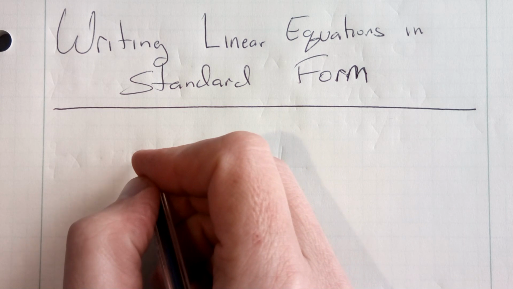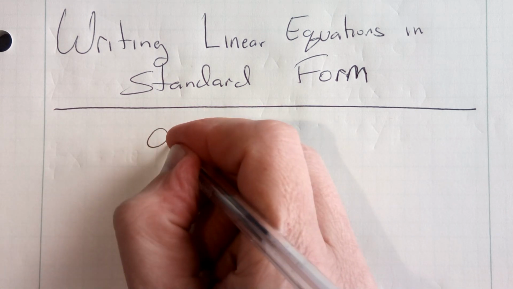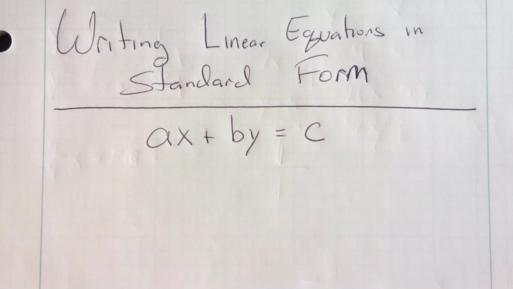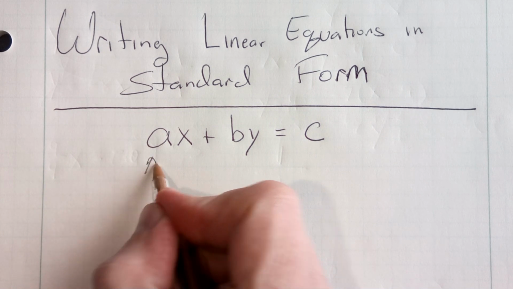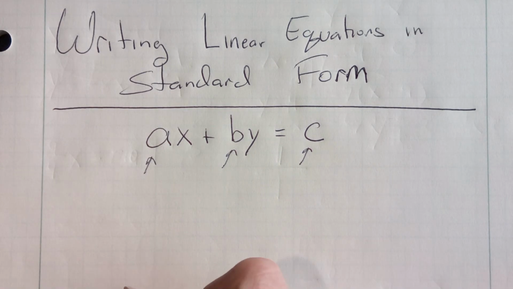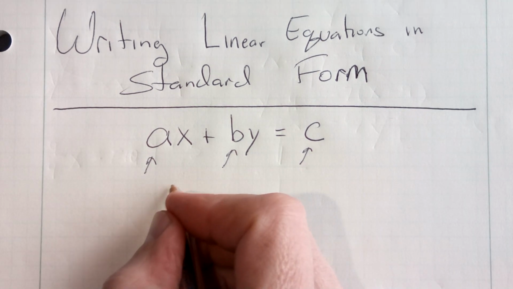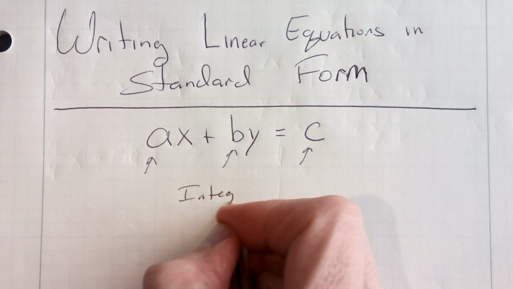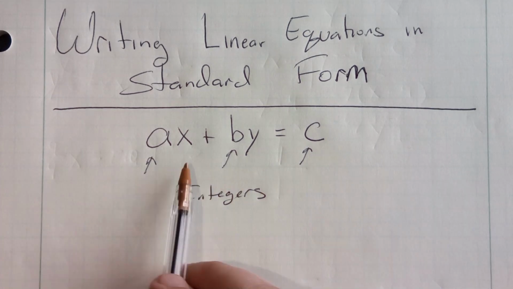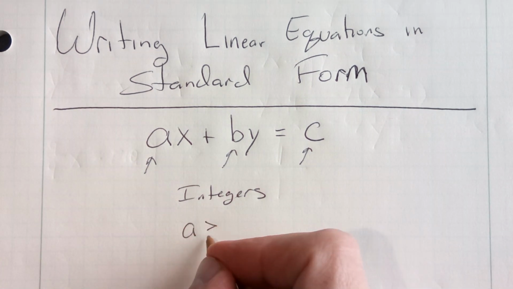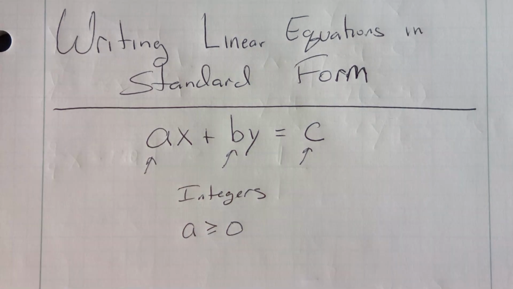Standard form of a linear equation is in the form of ax plus by equals c. Now, a, b, and c are numbers, and they're always going to be integers. Okay, all three of them will be integers. And there's one other restriction on a. A must be greater than or equal to 0. So it could equal 0, and then you just have a horizontal line, but A has to be, in other words, positive.